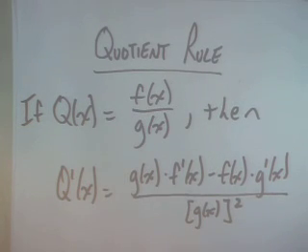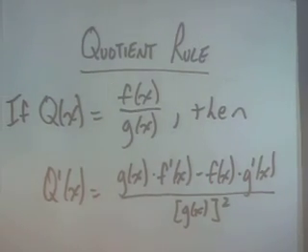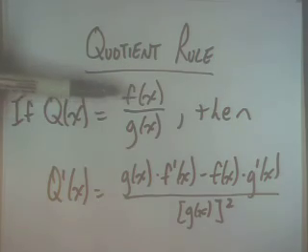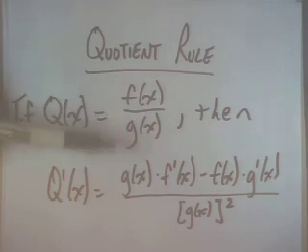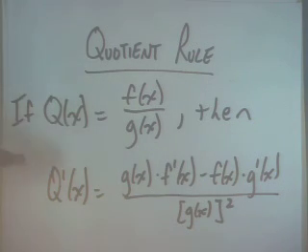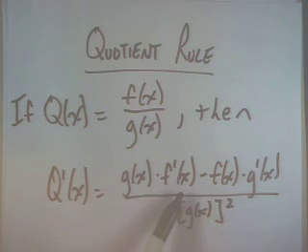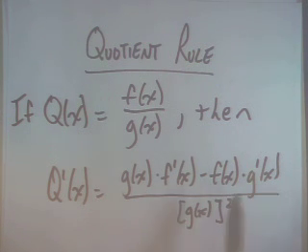This discussion will introduce the quotient rule of differentiation. If a function is defined as a ratio of two differentiable functions, where the denominator function is non-zero, then the derivative is defined in this way. We have the denominator function times the derivative of the numerator function minus the numerator function times the derivative of the denominator function, all over the denominator function being squared.